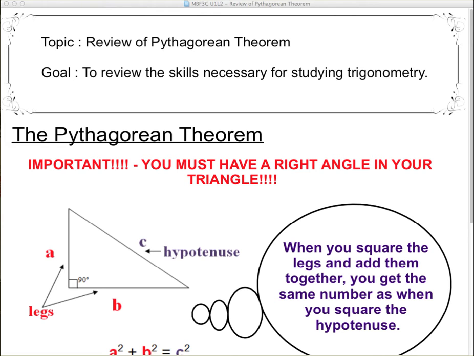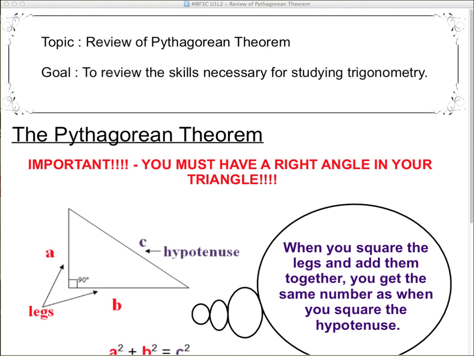This is lesson 2 of your Unit 1, and we're going to review the Pythagorean Theorem today. Look up at our goal. It says to review the skills necessary for studying trigonometry. Do I hear some deja vu feelings here? That sounds a lot like yesterday's goal, too. Well, we need to make sure you know the skills before we go on to doing trigonometry. So we're going to talk about Pythagorean theorem.